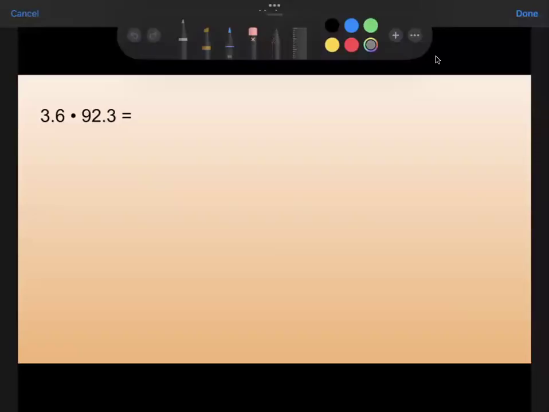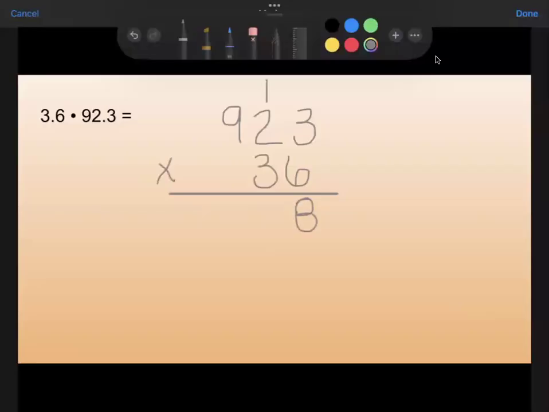So I'm going to remove the decimal and put 92.3, removing the decimal, making it 923 on top. Then on the bottom, I'm going to put the 36. Okay, so 3 times 6 is 18. So I'd put an 8 here and regroup the 1. 2 times 6 is 12, plus 1 is 13. So a 3 here and a 1 here.